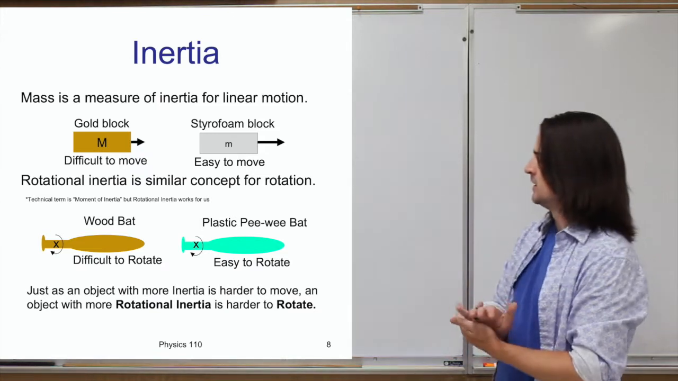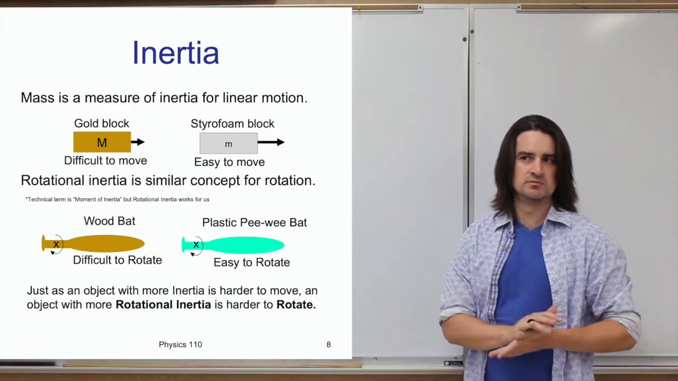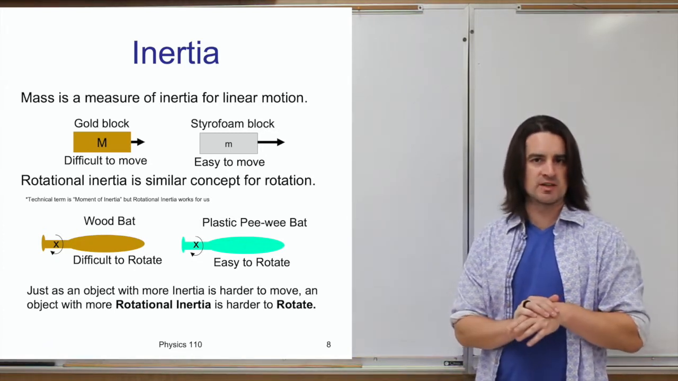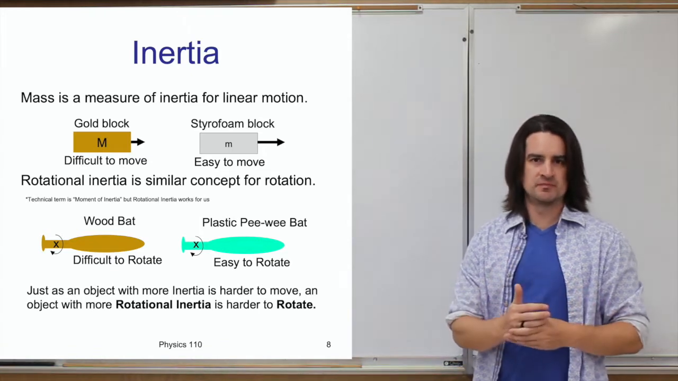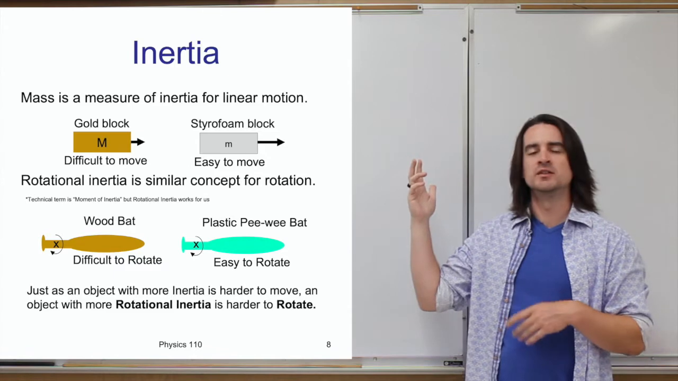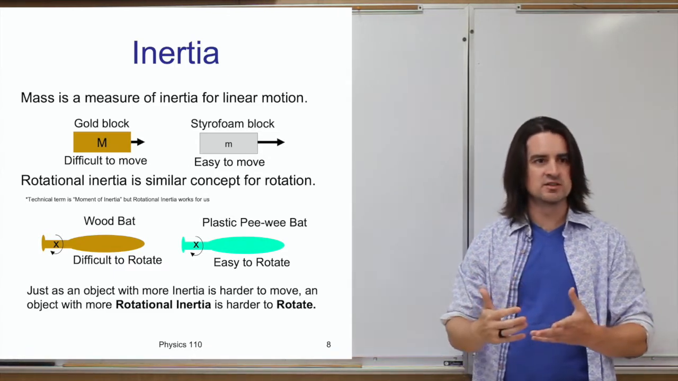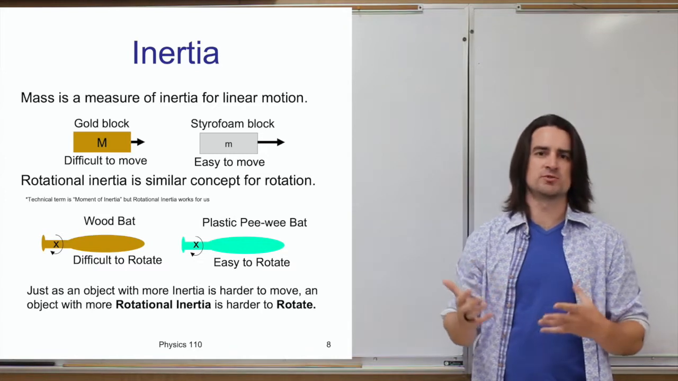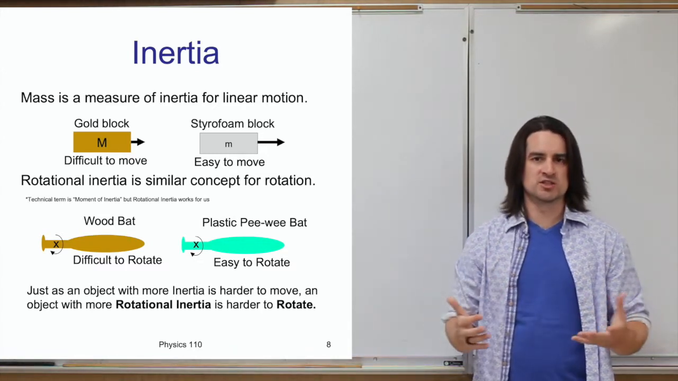Okay, so just like in translational motion, one of the first things we talked about, one of the most fundamental things about translational motion, is the concept of inertia. And hopefully you recall that inertia is essentially the property of mass that wants to resist any change in its motion. The more massive it is, the more it's going to resist a change in its motion.